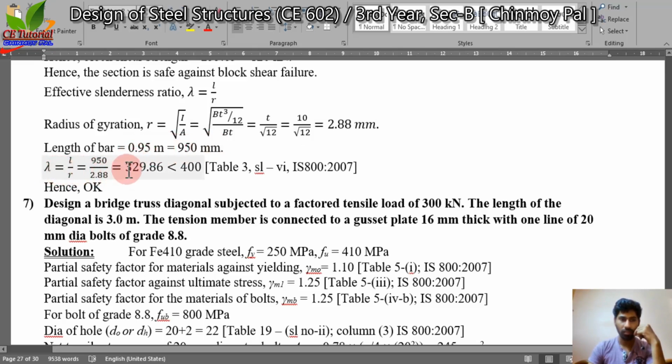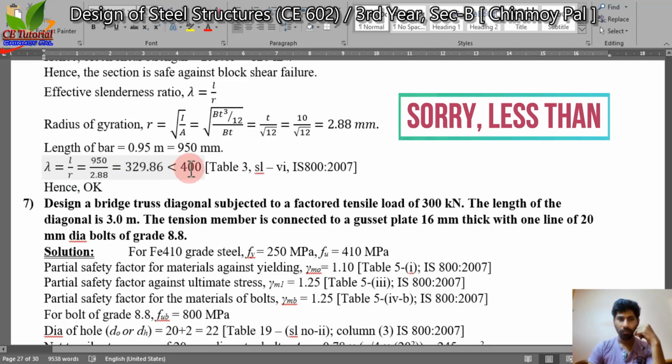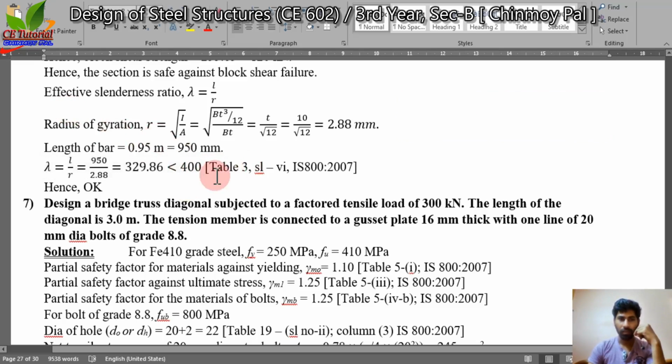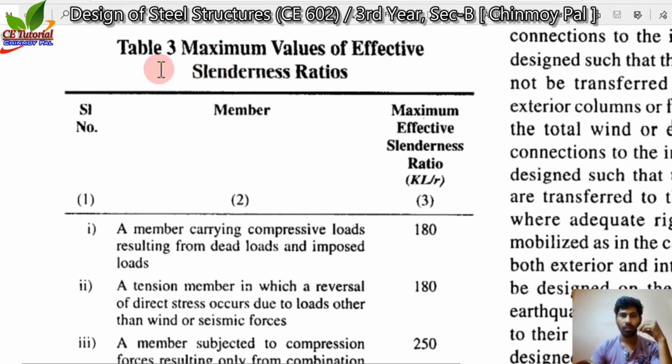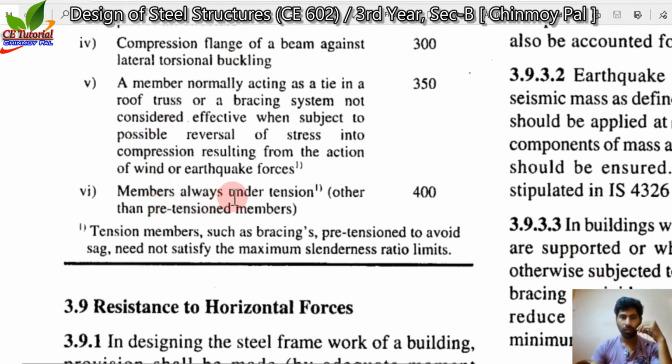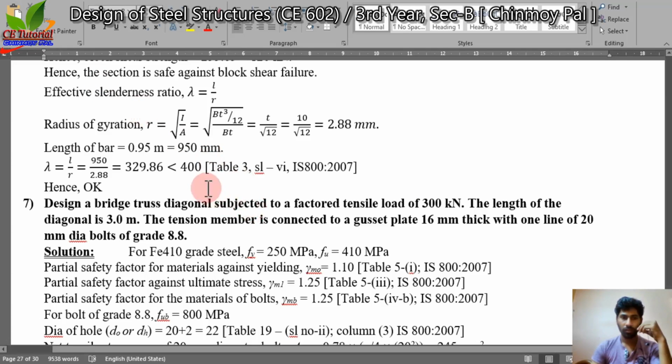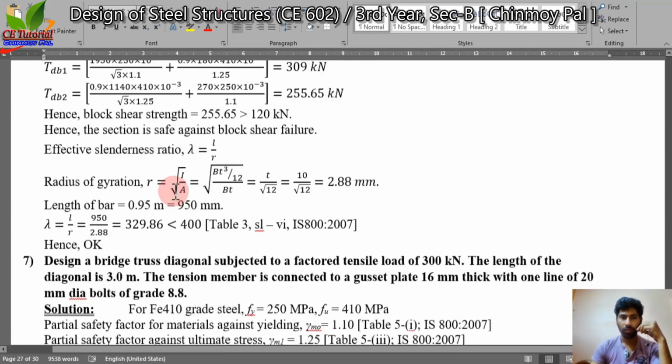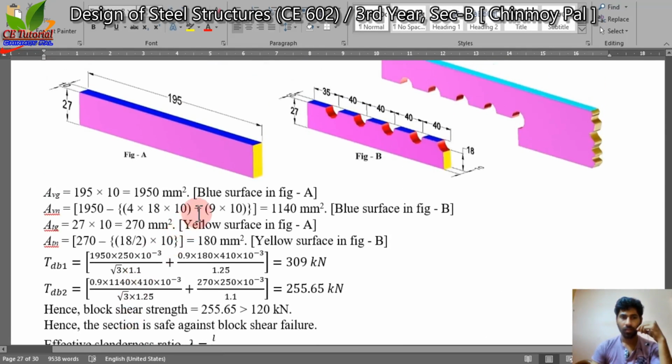So slenderness ratio is 329.68, which is less than 400. You can see in the table 3 of IS 800. This is table 3 for maximum value of effective slenderness ratio, and you can see member always under tension, the maximum slenderness ratio should be 400. So this is under the limitation, that means it's okay. So now the design is completed.